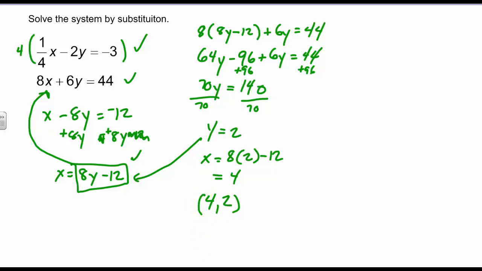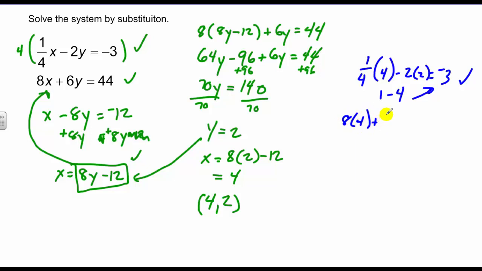And again, I'm going to go ahead and check just to do this every once in a while. Let's do it in the top equation. 1, 4 times 4 minus 2 times 2 hopefully is going to equal negative 3. This is 16 minus 4, and that equals negative 3, so that's a check. And then I've got 8 times 4 plus 6 times 2 hopefully will equal 44. This gets me 32 and 12. And yep, that checks out.